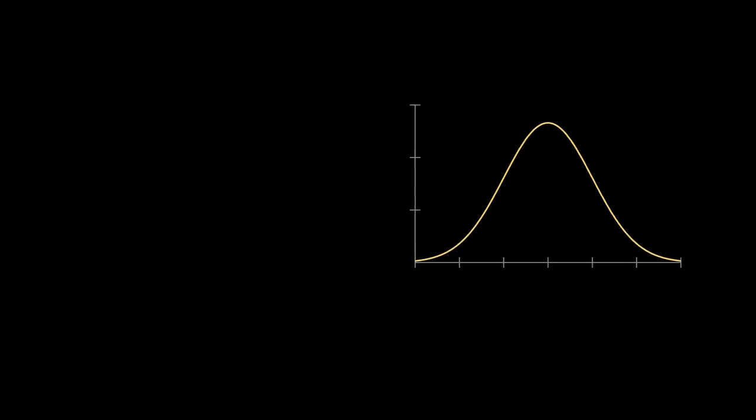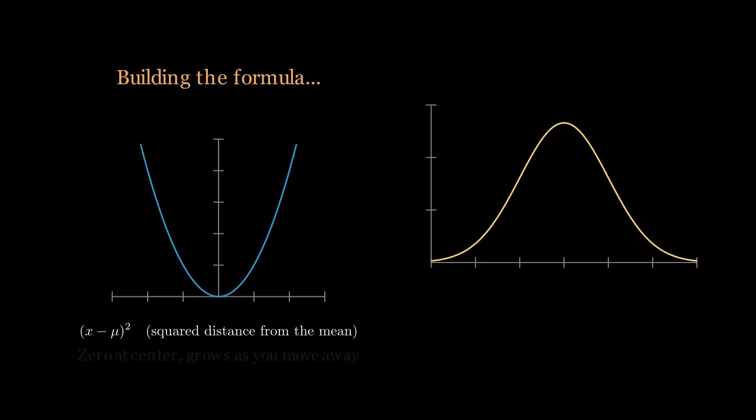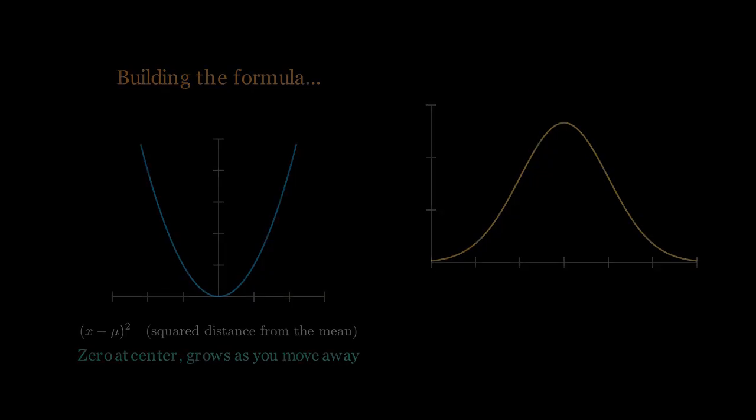But where does this beautiful shape actually come from? Let's build the formula step by step. The key question is, what function is largest at the center and smoothly decays as you move away in either direction? Start with this expression, the squared distance from the mean. It is 0 right at the center and grows larger the further you move away. That's exactly the behavior we want to penalize.